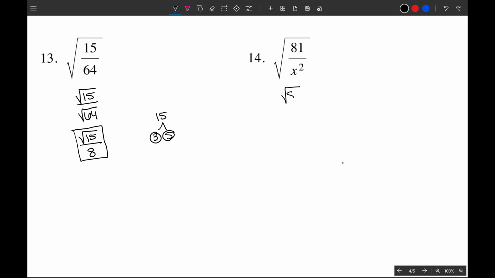All right, so if I do the square root of 81 over the square root of x squared, those are both perfect squares. The square root of 81 is 9, and the square root of x squared is x.